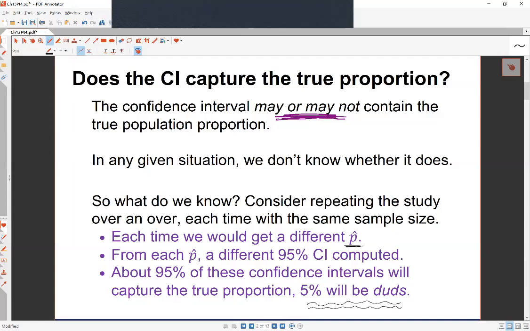This is the important thing we always have to keep in mind with a confidence interval. We don't know whether or not it contains the true value, but we do have a degree of confidence based on the level that we've specified, which in other words means we know if we use this method over and over again, what proportion of the time the method is going to work well.